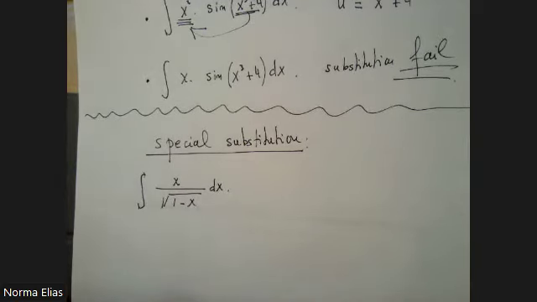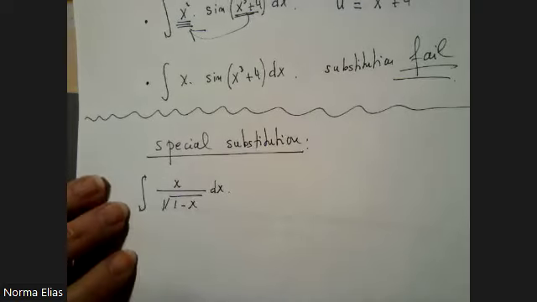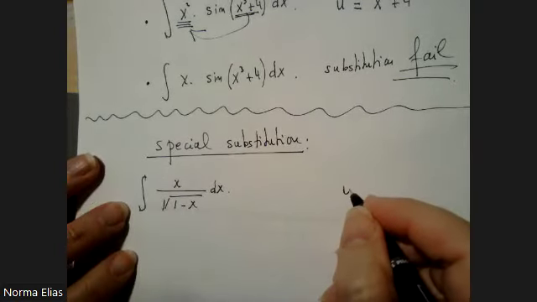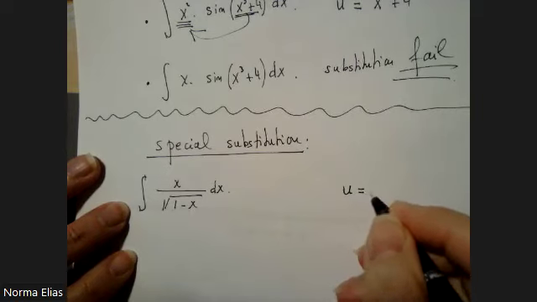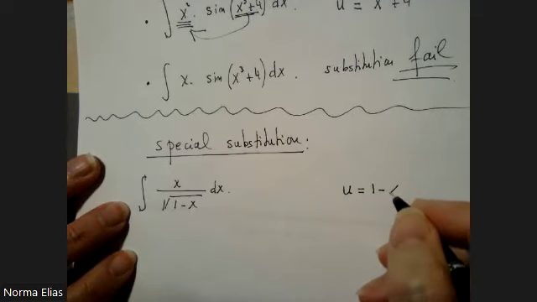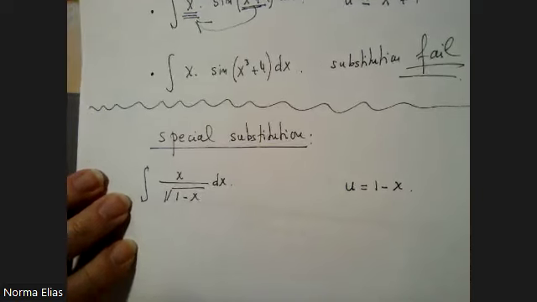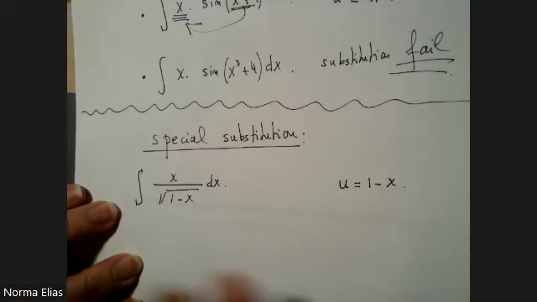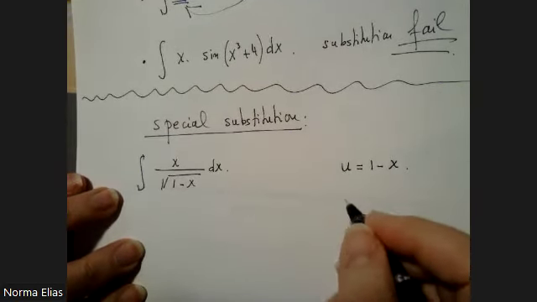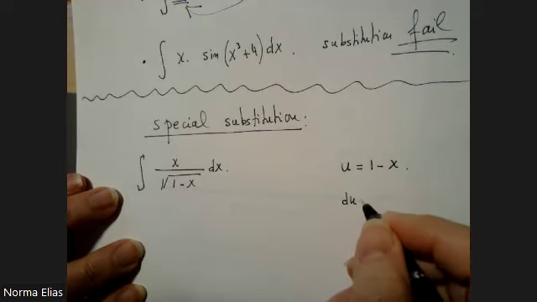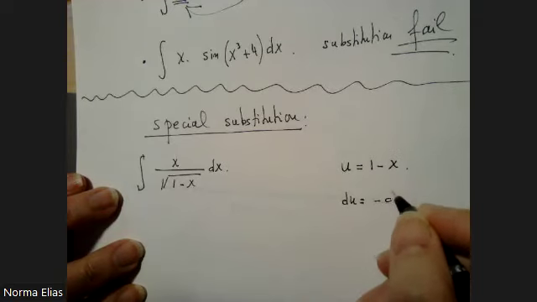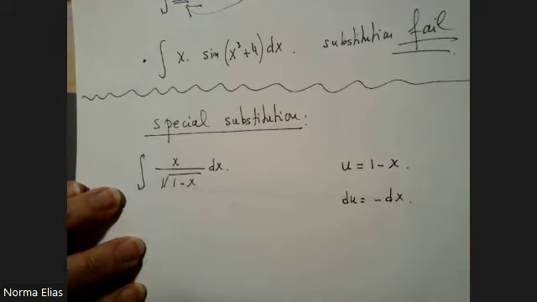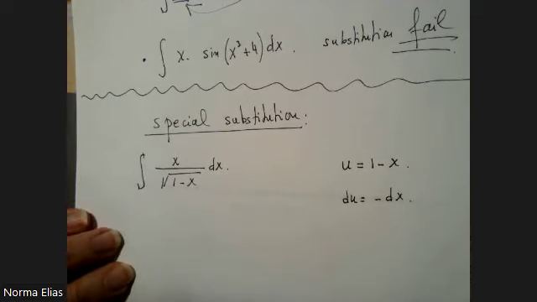However, I did call it special substitution because these are problems where I will usually give you the substitution, but my goal is to learn how to do it. So I'm going to put u equal 1 minus x. And you're going to tell me it doesn't work, but let's see how I'm going to make it work. This will give me du is minus dx. Am I correct so far?